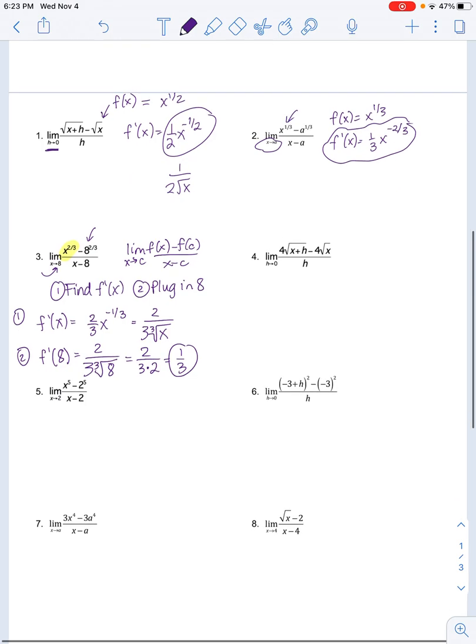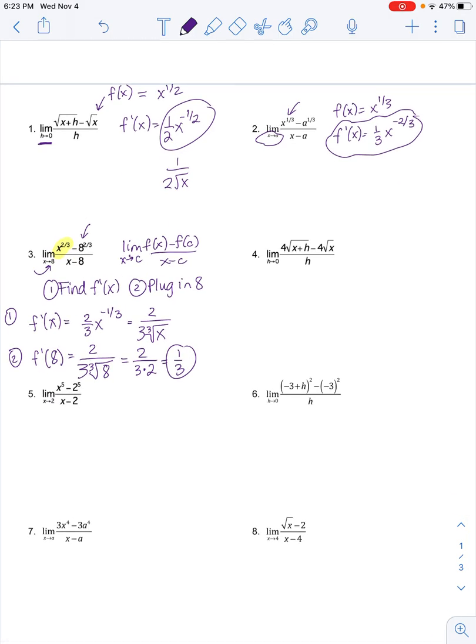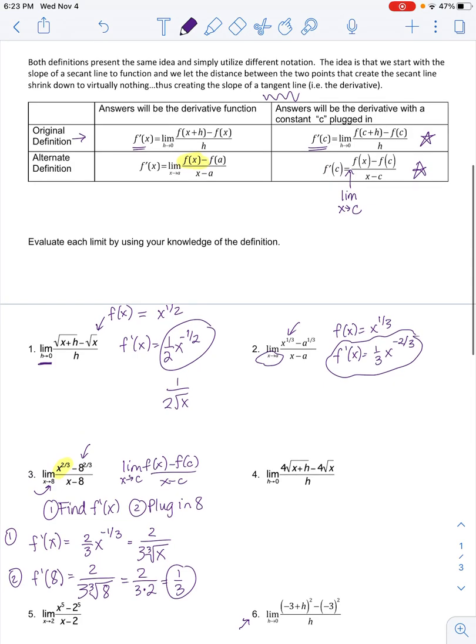Okay. 4 is much like number 1. I'm going to let you try that one on your own. The other one I'm going to do with you is number 6 here, so you get a taste of what it's like when we plug in a constant to the original definition. So referring up here, I'm back to this one. That's the format that I'm looking at.